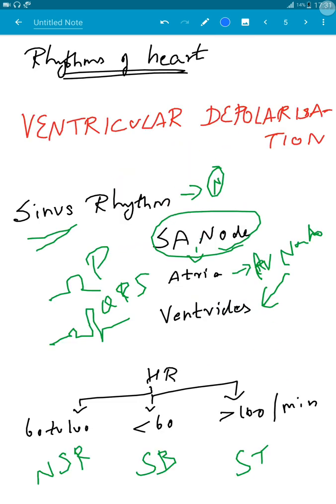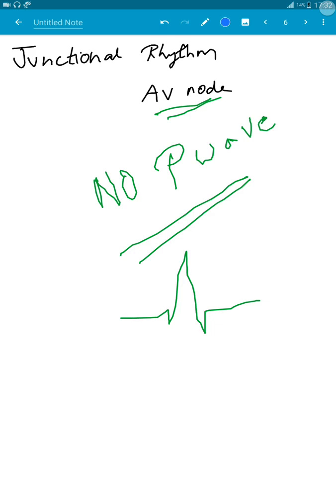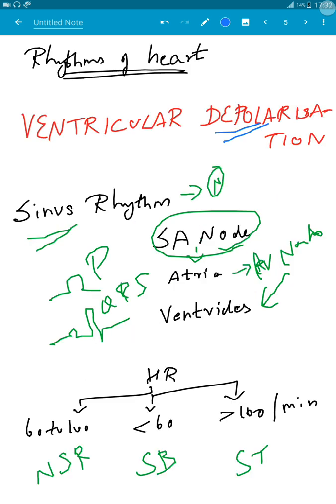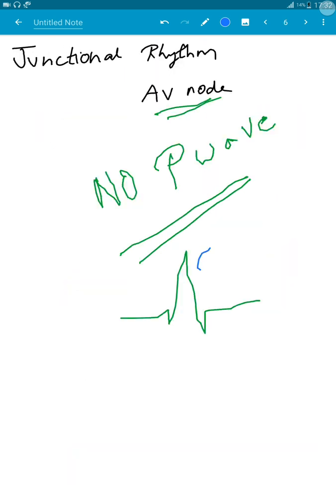And these are the three types of rhythm, and I will summarize. Regarding rhythm, first we have to keep in mind the ventricular depolarization. How does the ventricle get depolarized? If it is depolarized from the SA node, atria, AV node, and ventricles, then for atrial depolarization the P wave will be seen, and for ventricular depolarization QRS will be seen. So it is a normal rhythm, normal sinus rhythm. If the heart rate is less than 60, it is sinus bradycardia. More than 100, sinus tachycardia. And if the ventricular depolarization is controlled by the AV node, the atria will not be depolarized, so the P wave will not be seen. So only the QRS will be seen.